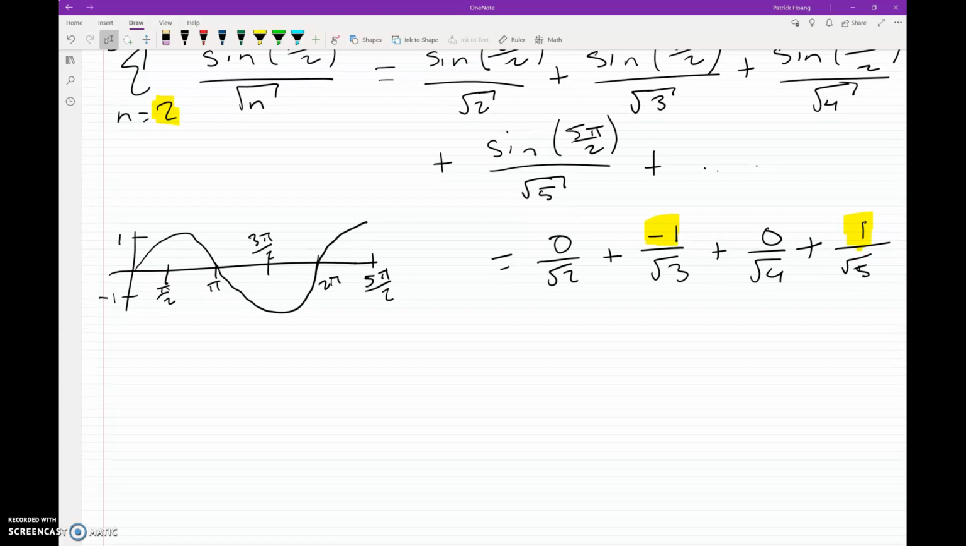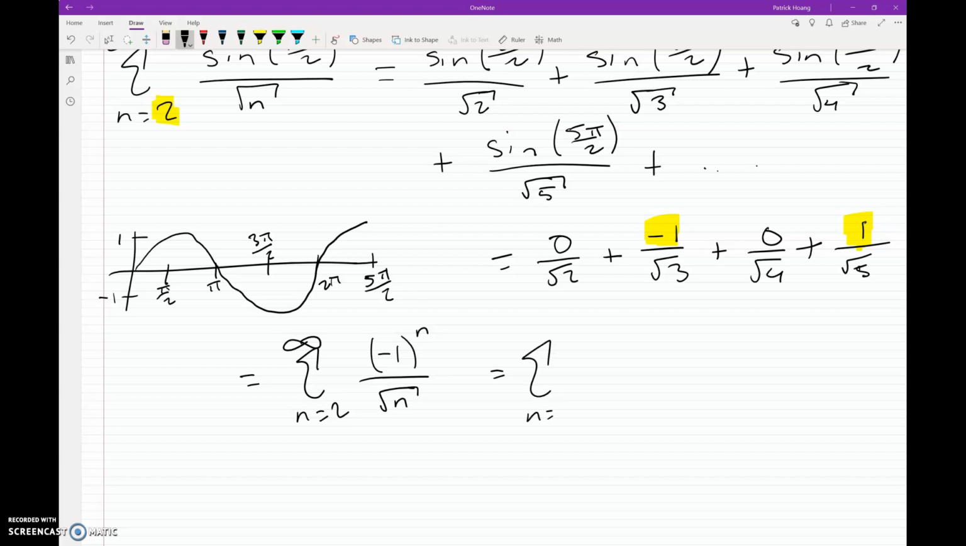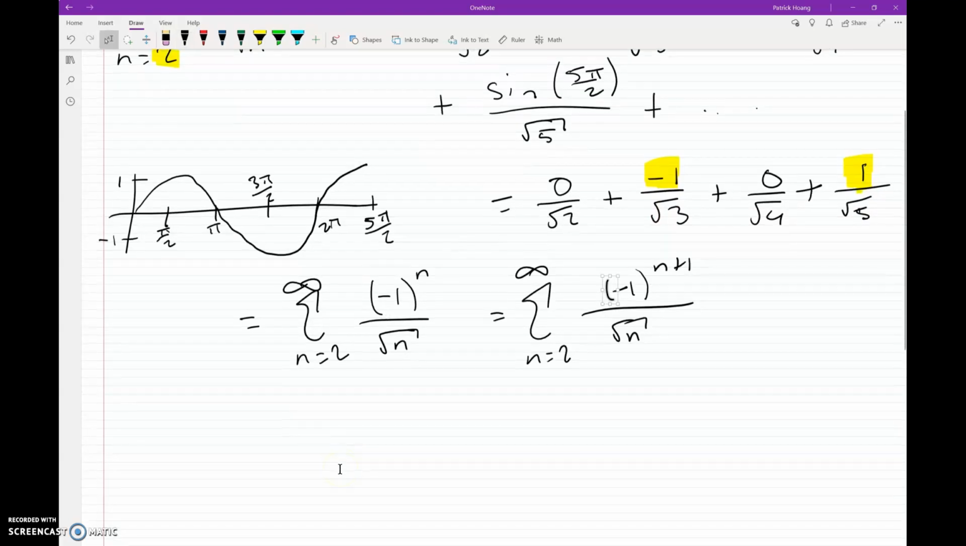And I saw some of you write that our series above is equal to the sum from n equals 2 to infinity of negative 1 to the n over the square root of n. I also saw some of you say that the sum from n equals 2 to infinity of negative 1 to the n plus 1 over the square root of n. And in the feedback I said, try writing out the terms for either one of these. So I'll just pick the first one.